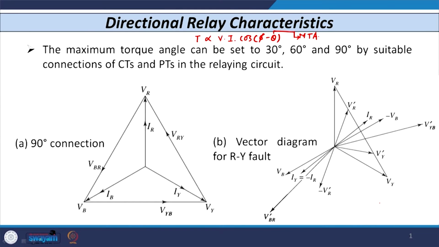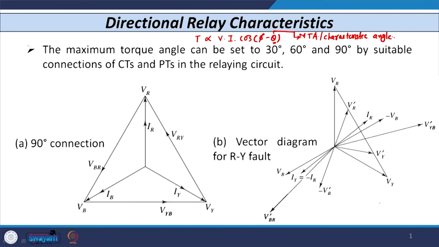This phi depends on the power factor angle, so it is obtained by tan inverse x by r, where x and r are the parameters of the transmission line. So, we are talking about theta, which is known as the maximum torque angle. Sometimes it is also known as the characteristic angle.